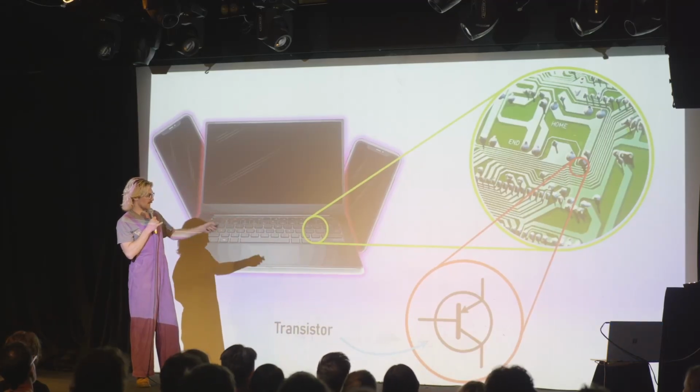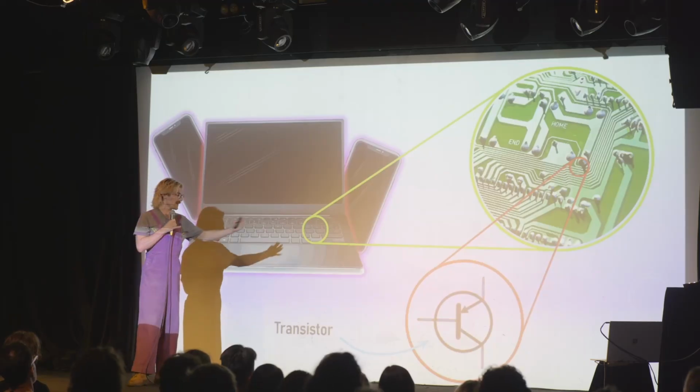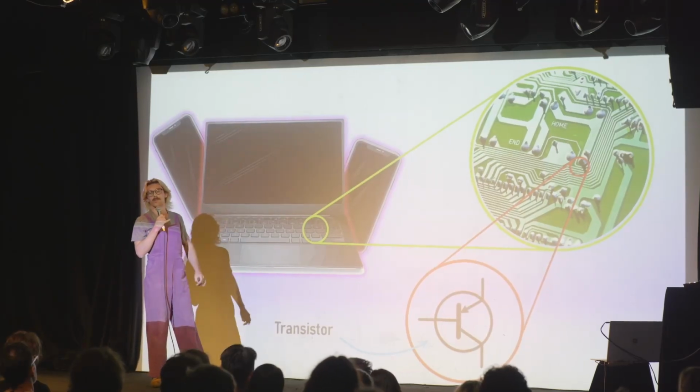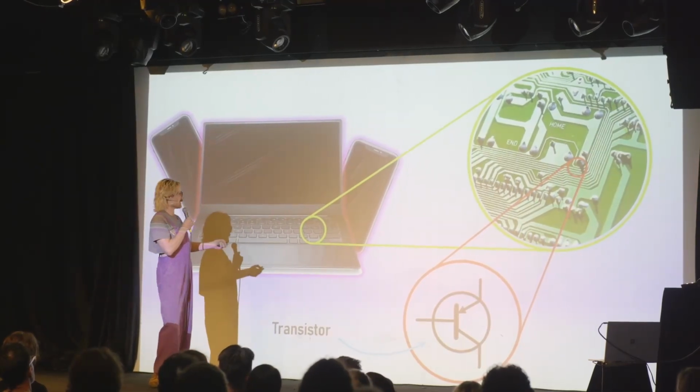There's two main parts to a transistor. There is the transistor itself and the wires. I'll be talking a little bit more about the wires, but yes, we will get into that.